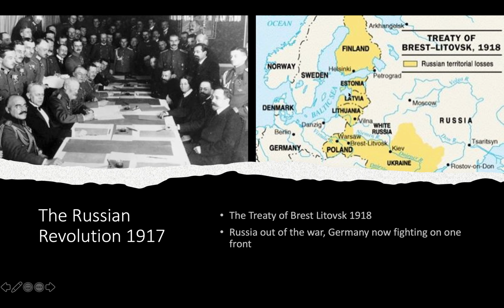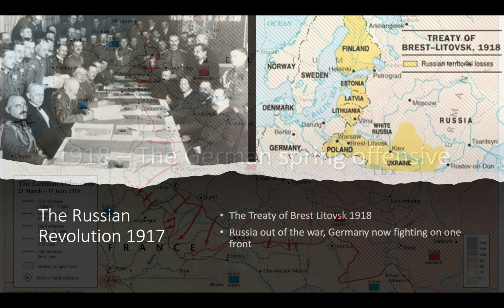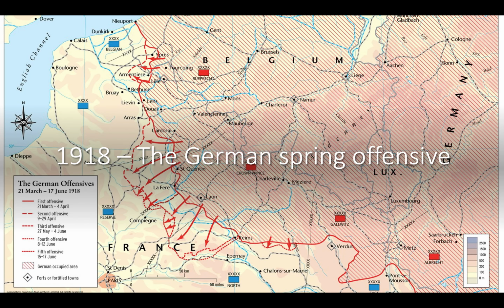They give up some territory here in yellow, and they sign a peace treaty with Germany, which means now Germany only needs to fight on one front. They can send all of their troops who were previously fighting in the east over to the west. And so in 1918, the Germans throw them into a huge attack on France and on Belgium against the British, the French, and the Americans.